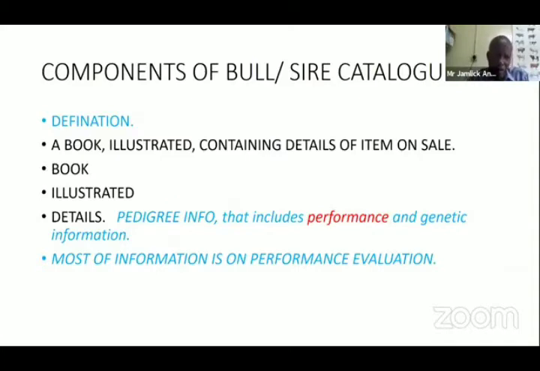Therefore, you find that most of the information in the bull catalogue or sire catalogue is the performance evaluations. So when you get a catalogue, right from the top, you'll possibly see a photograph, which is just an illustration. You will then get details of its name, and below there, you normally find pedigree information. Below that, the bulk of the information you find in a catalogue is the performance evaluation of the bull.